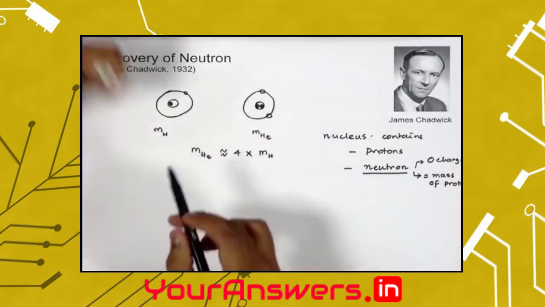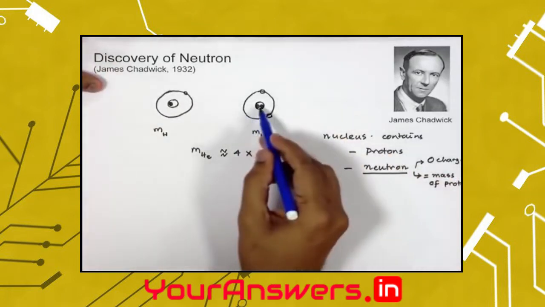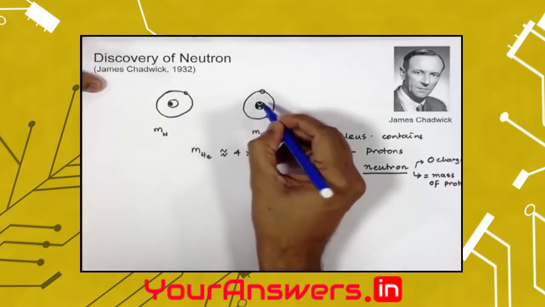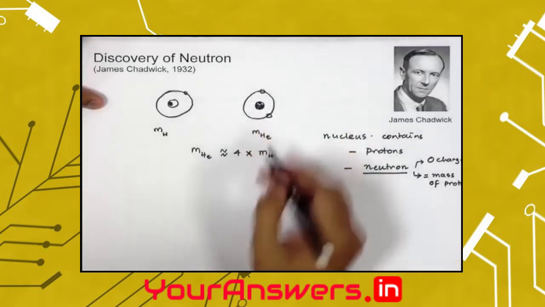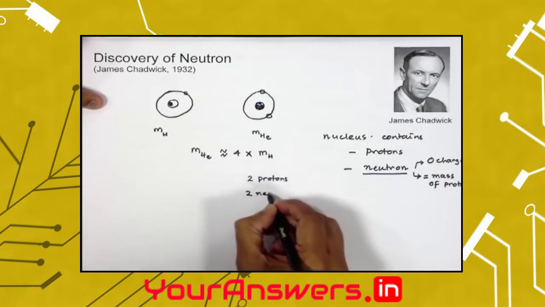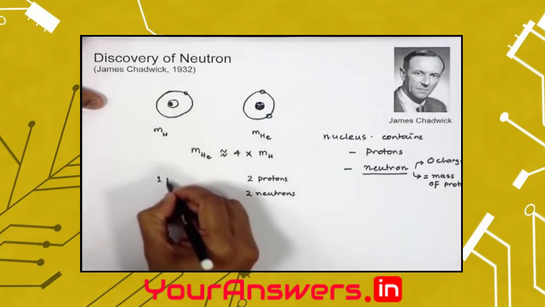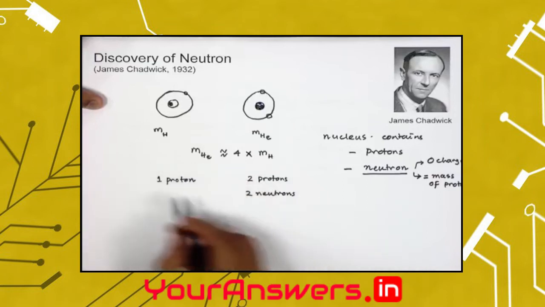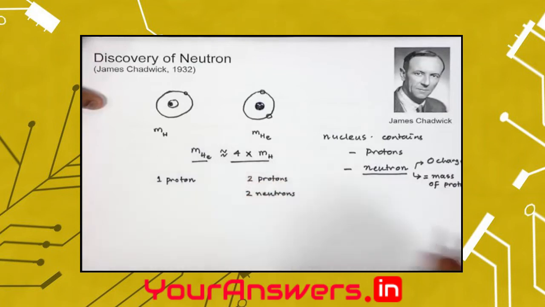After James Chadwick's discovery of the neutron, it turned out that the helium atom, in addition to 2 protons, also has 2 neutrons, and since the mass of a neutron is equivalent to the mass of a proton, in the nucleus of the helium atom we have 2 protons and 2 neutrons, and in the case of hydrogen, we have only 1 proton. This explained why the mass of helium is nearly 4 times that of hydrogen.